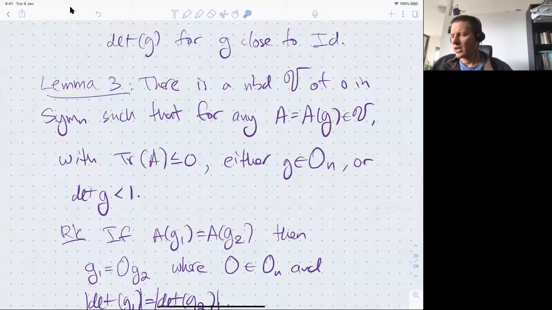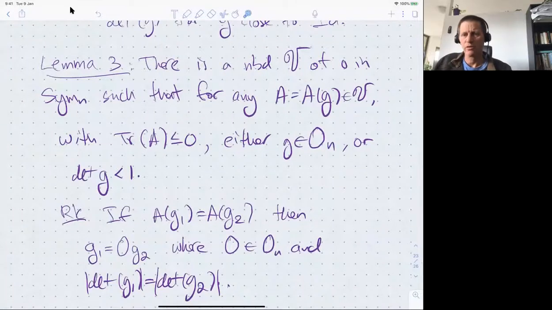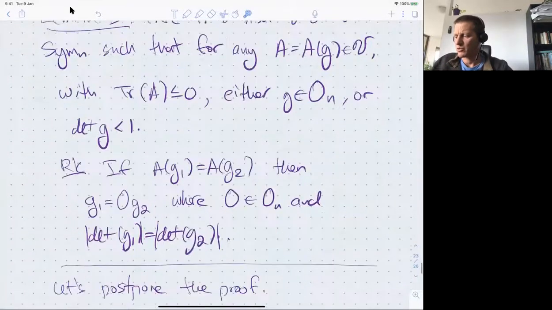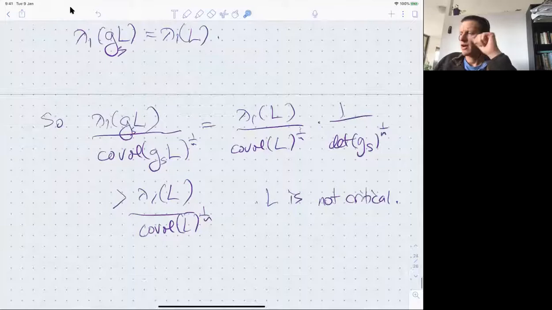Okay, so we're just out of time. So lemma 3 is something that I'll prove next week, and I'll prove it with more detail because we're going to need an improvement of it for proving the other statements.